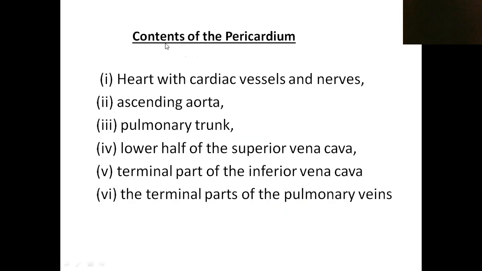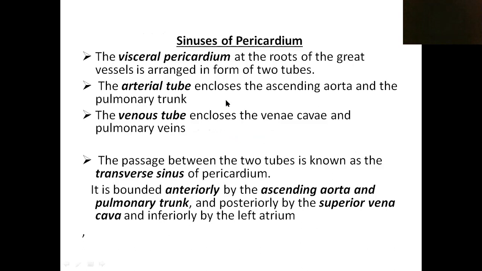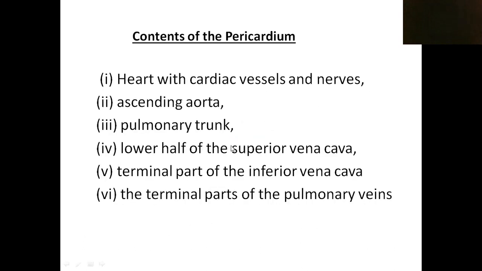Now, what are the contents of this pericardium? What are the structures seen inside the pericardium? No doubt the heart. And roughly we can say that the heart and the beginning portion of the great vessels, or root of the great vessels. What are they? Ascending aorta, pulmonary trunk, superior vena cava, inferior vena cava, pulmonary veins. Okay, those are the structures seen inside the pericardium.